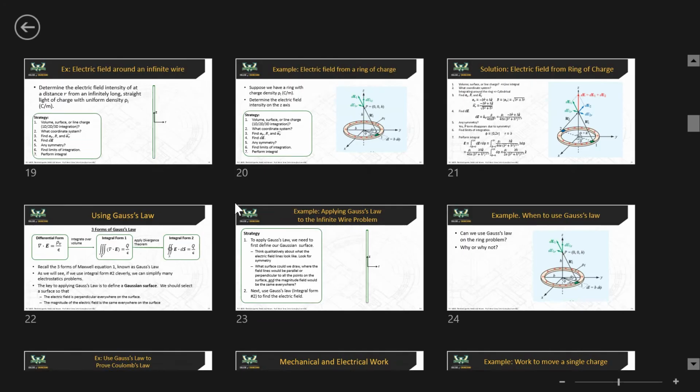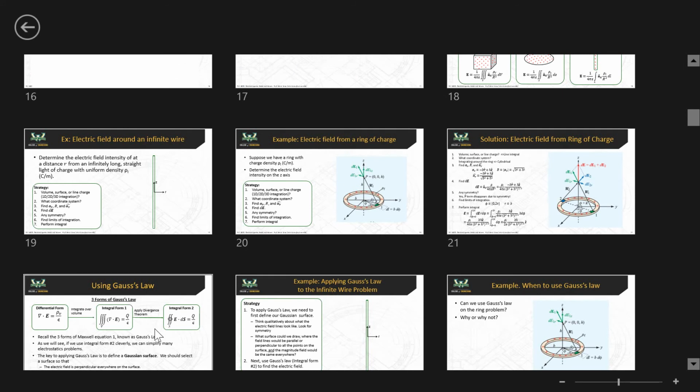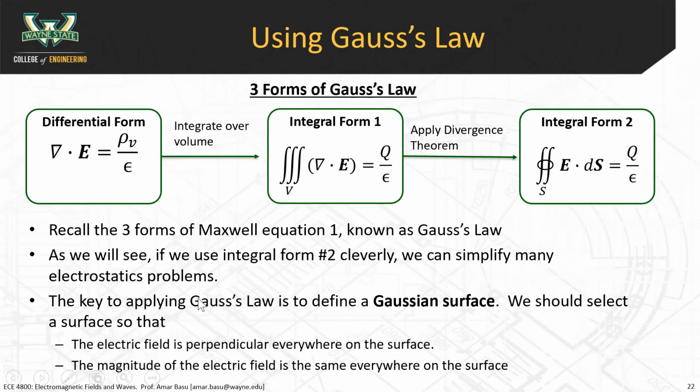So Gauss's law is a way to find the electric field. All right, there's three forms of Gauss's law: the differential form, the integral form, and the second integral form here. This is the one that we're going to use right now. What the integral form says is the following. So let's say you have some kind of surface, and normally it's going to be a surface that has some kind of symmetry. For example, a sphere has symmetry associated with it, or it could be a cylinder.